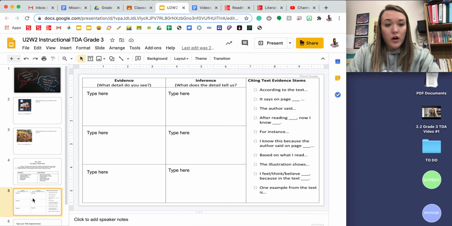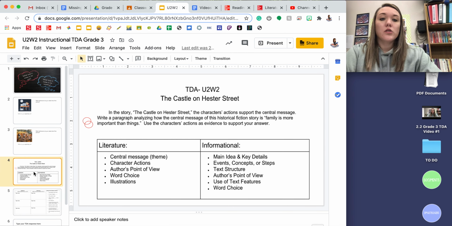We are now on slide 5, but before we begin slide 5, I would like to reread our prompt. So our prompt again read, in the story, The Castle on Hester Street, the character's actions support the central message. Write a paragraph analyzing how the central message of this historical fiction story is family is more important than things. Use the character's actions as evidence to support your answer.